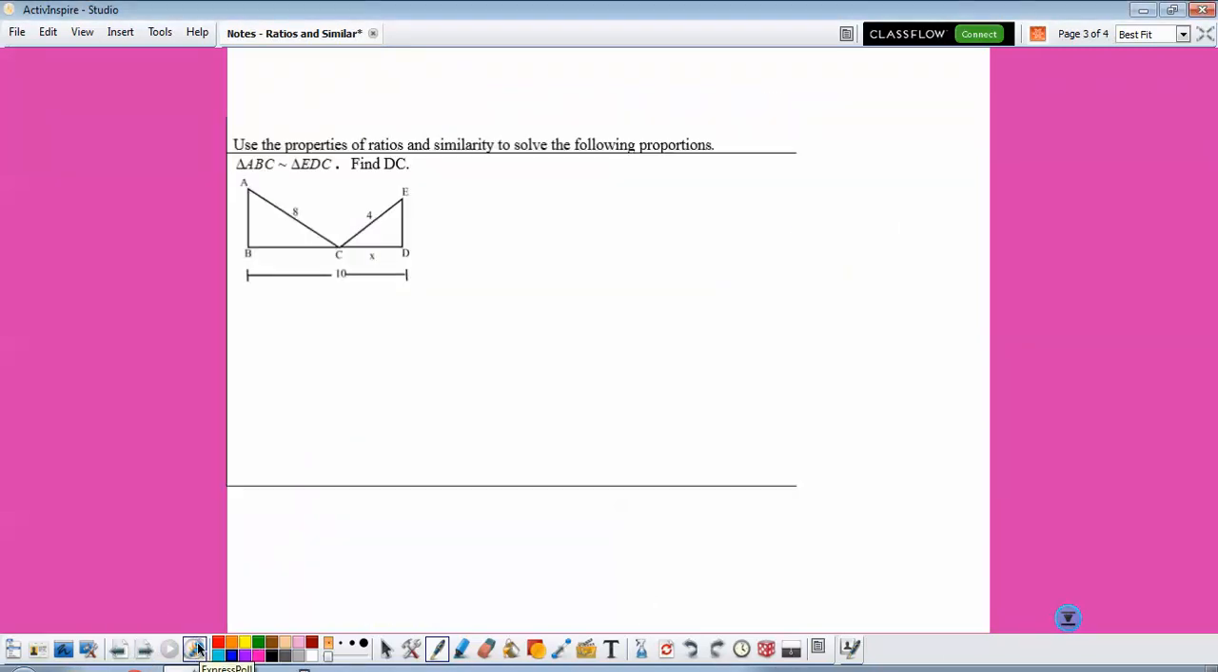So now let's look at things when they tell us that they're similar. It tells us that triangle ABC is similar to triangle EDC. Find the length of DC. So since we know they're similar, we know their sides are going to be proportional. We know the ratios will be equal. So we know that AC over EC, because those are 2 of our givens, has to be equal to DC.